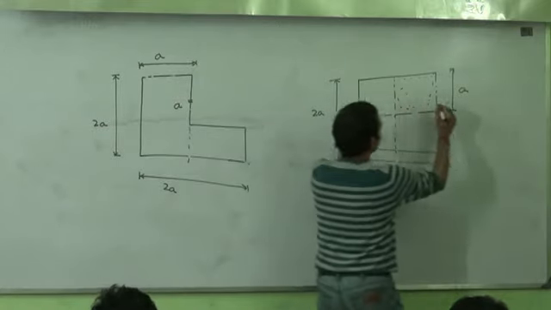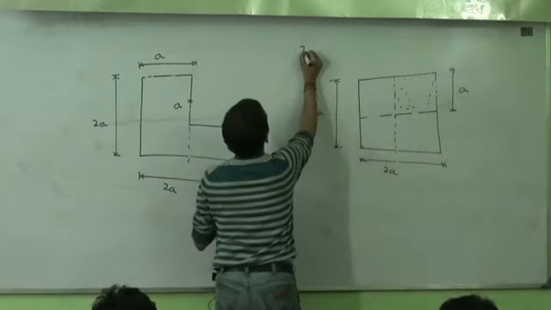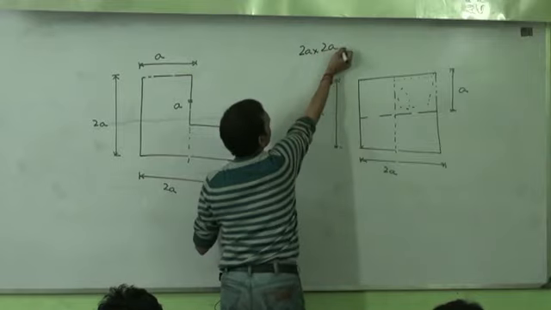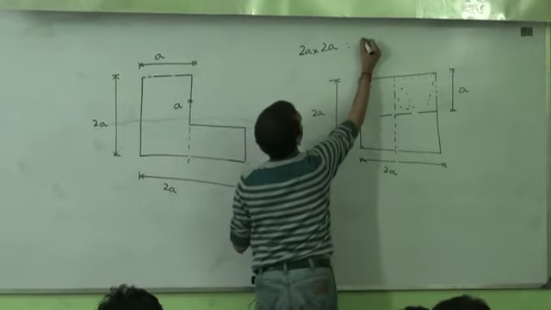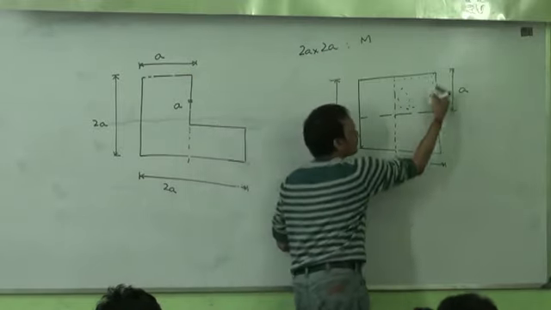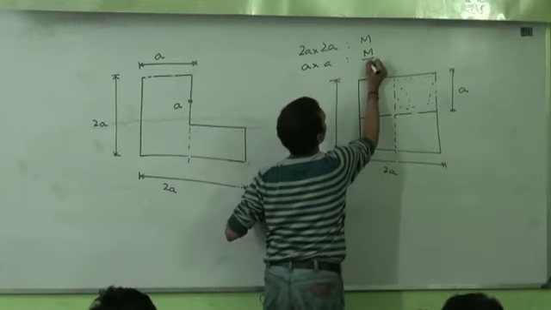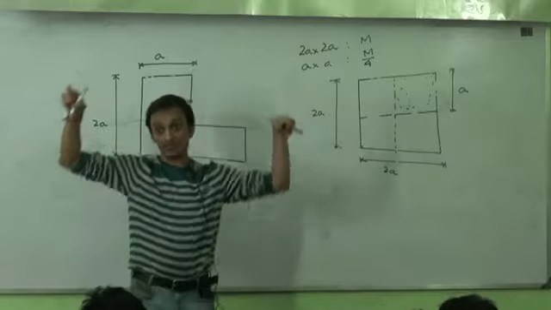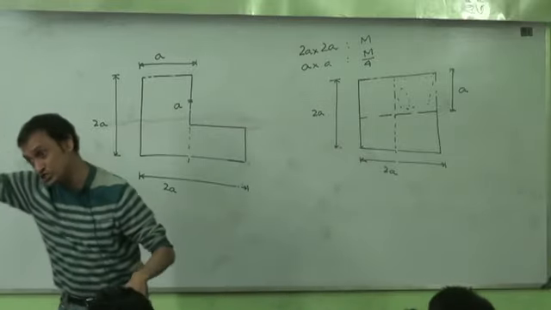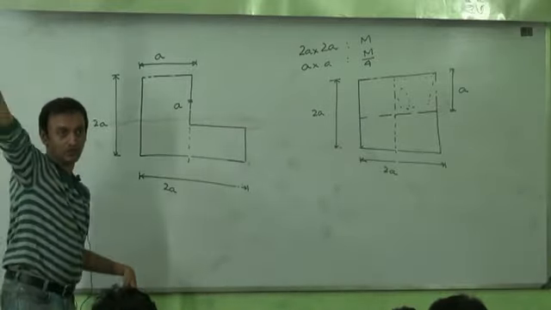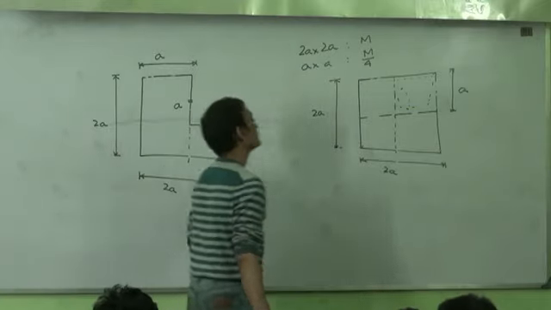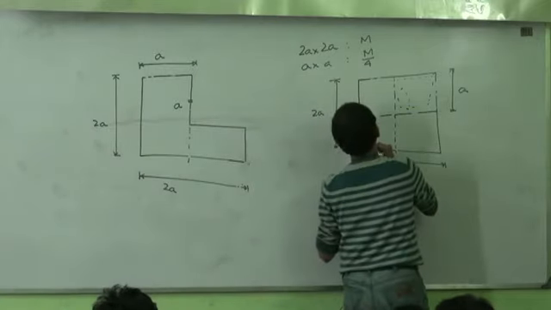Let's say for the 2a by 2a square, if the mass is M, then what would be the mass of this a by a? M by 4, precisely. It's going to be M by 4. So from a mass capital M, a mass M by 4 is removed. Right?